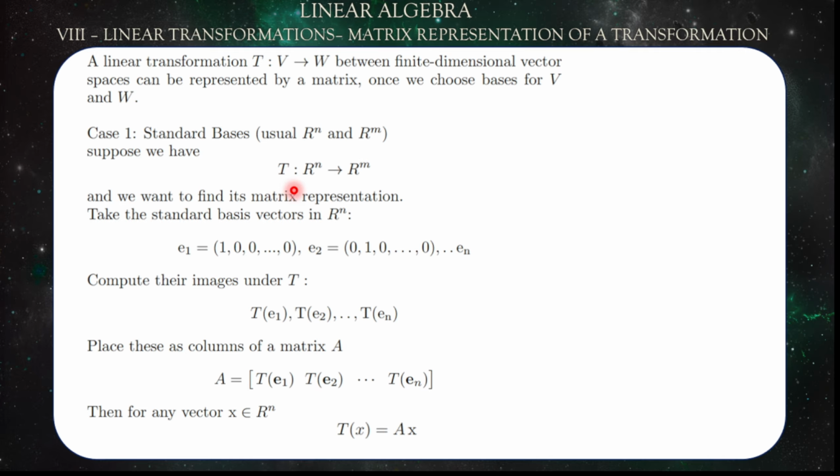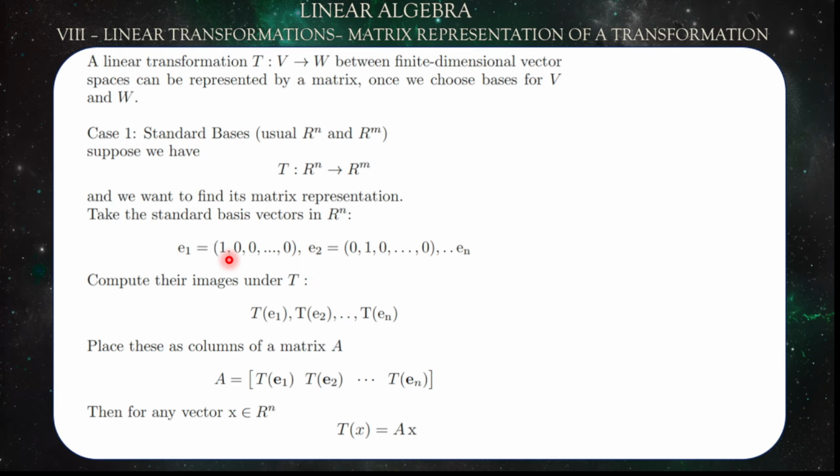Suppose we have a transformation from Rn to Rm, between two different dimensions. For example, from R3, dimension 3, to R2, dimension 2. And we want to find its matrix representation. You take the standard basis vectors in Rn, so you have these standard vectors, and you place them on top of each other to form the matrix.